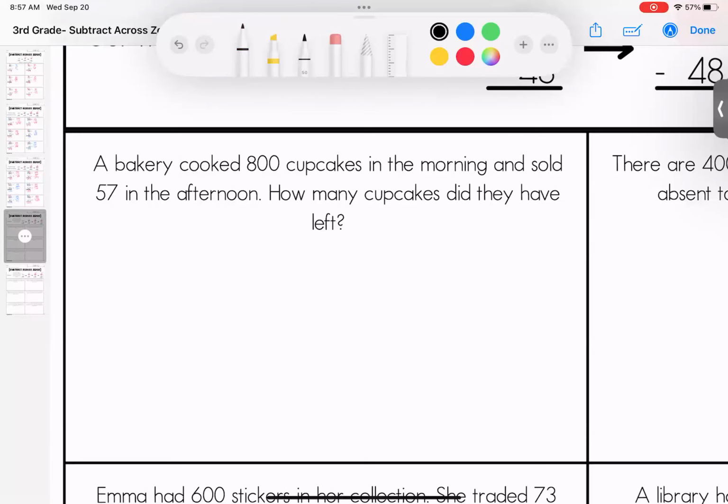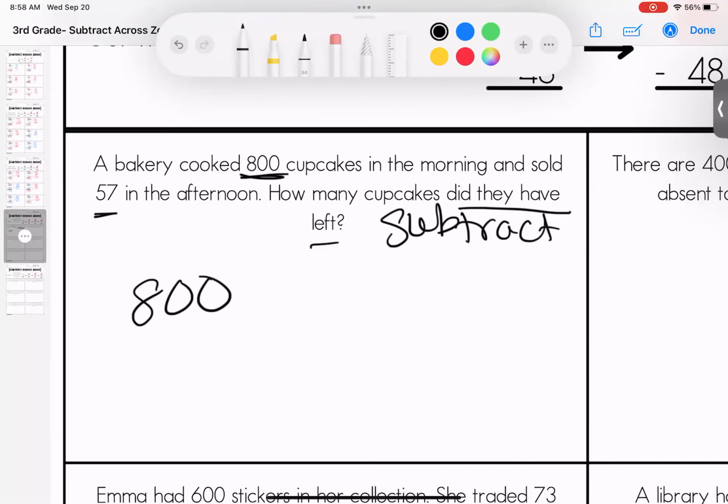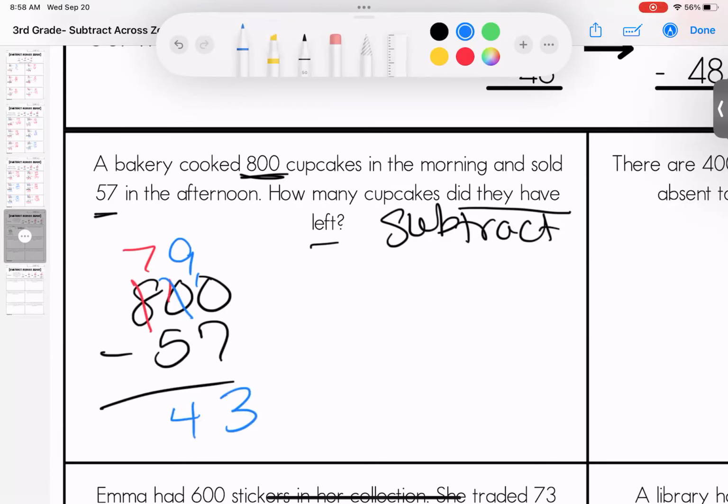What are they asking me to do? When they say, did they have left? They're asking me to subtract. What numbers are they giving me to use? They're giving me 800 and 57. So this question is asking me to do 800 minus 57. Now I can solve. 8 is 7, 0 is 10, 10 is 9, 0 is 10. 10 minus 7 is 3, 9 minus 5 is 4, 7 minus nothing is 7, or 799 minus 56.